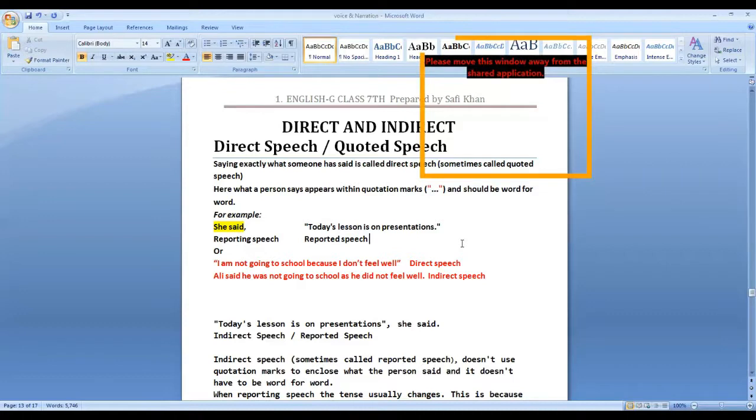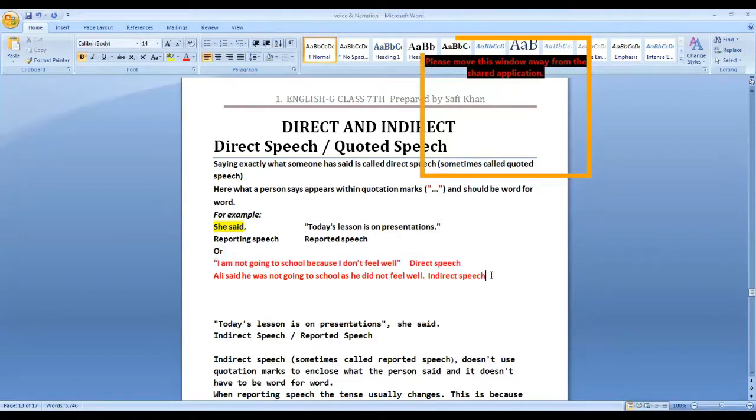Let's say your name is Anna, and your mom says to you, Anna, go and wake up your brother because it's getting late for school. You go and knock at his door and ask him to wake up. And he says, I'm not going to school because I don't feel well. We call it direct speech.